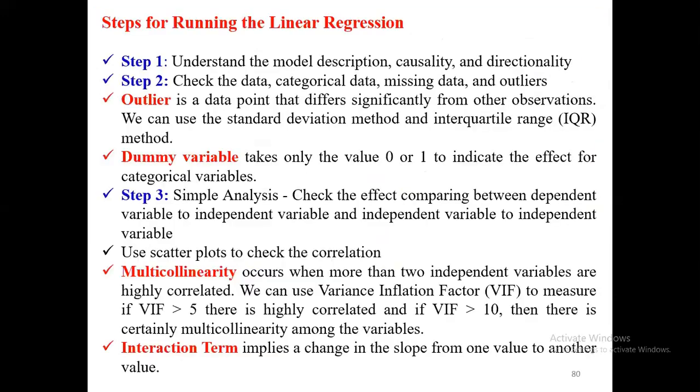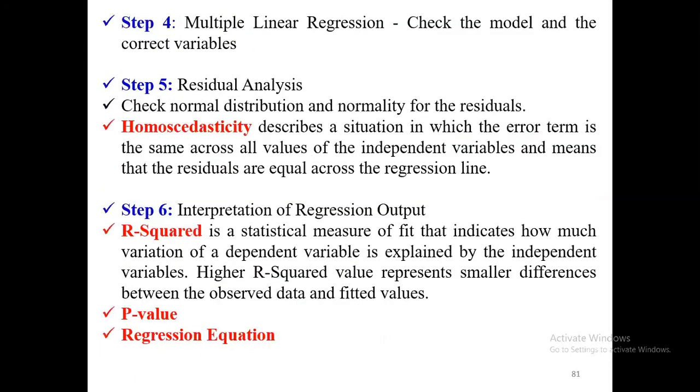In step 1, we understand the model description, causality, and directionality. In step 2, we check the data: categorical data, missing data, and outliers. Step 3, simple analysis. Step 4, multiple linear regression, check the model and the correct variables. Step 5, residual analysis. Step 6, interpretation of regression output. This is the way I am going to show you right now, practically.